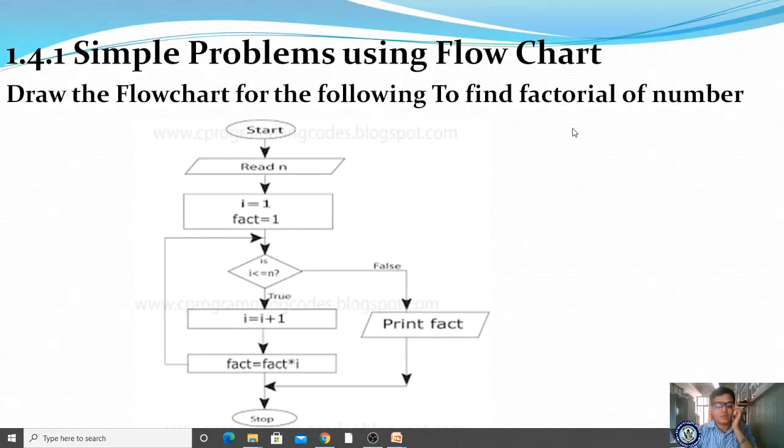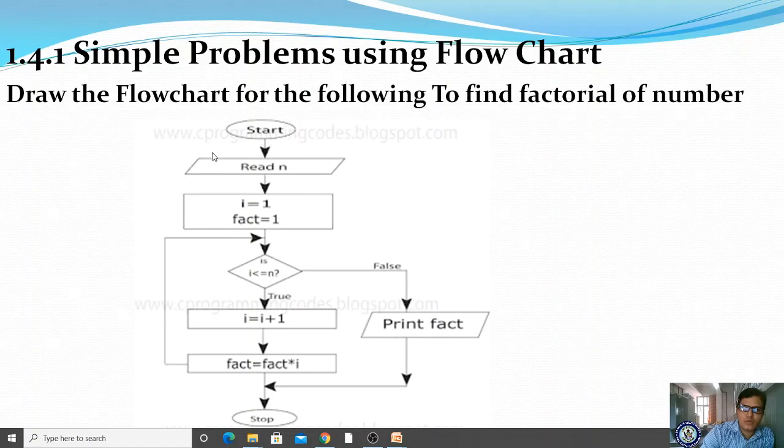Yes, let me start. First, as we know, what is the factorial value? 5 into 4 into 3 into 2 into 1, right? This is our factorial number. To compute this factorial number, we have already learned the algorithm. Now we want to draw the flowchart. Okay, so now let us take start. We are taking the oval for start, and next you are reading the value of n.